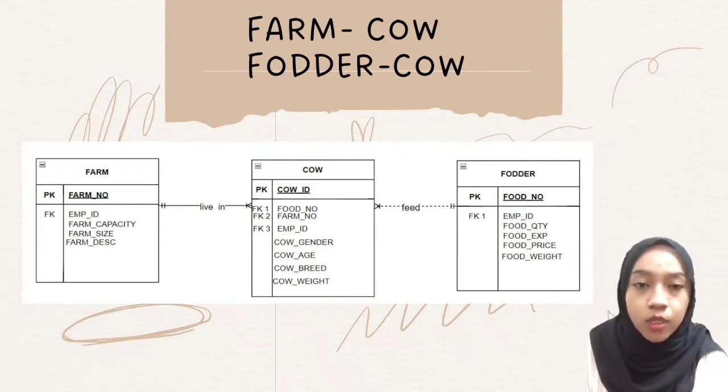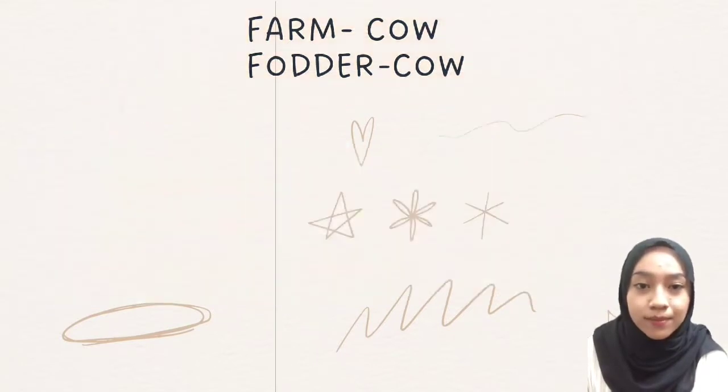Next is fooder to cow. It is also a one to many relationship and the relationship strength is also weak because it has a foreign key in entity cow, which is food number. So the business rule for fooder to cow is each fooder feeds one or many cow and each cow is fed by one and only one fooder.